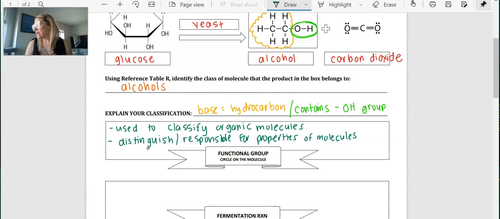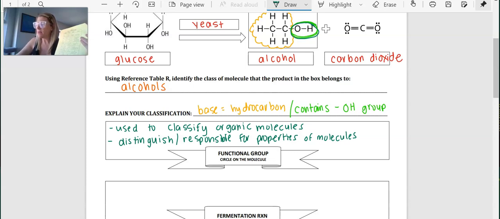Now, taking a look again at your reference table, for alcohols there are four main columns on table R that we need to look at. There's the class of the compound, the functional group, the general formula, and then it provides you with an example and a name. So when we are looking to identify organic molecules, what we want to do is look for a specific functional group and then match our molecule to the general formula. As I mentioned, our functional group here is this OH. We've already circled it.